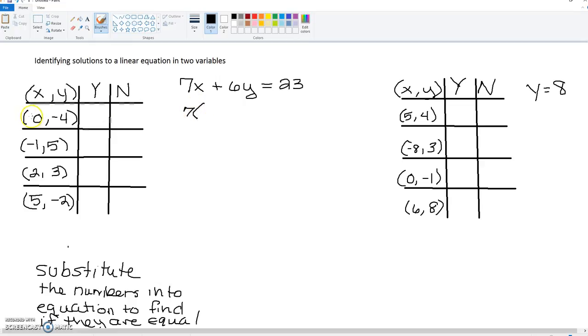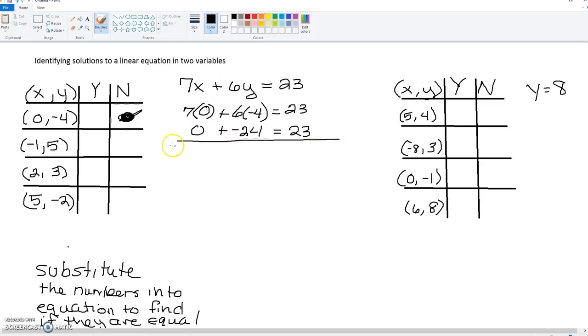Remembering that the first number is x, we're going to substitute that 0 in the place of x, plus 6 times negative 4. Remember, be careful with your negative signs as you're doing this. So 7 times 0, of course, is 0, plus 6 times negative 4 is negative 24. And we look, does negative 24 equal 23? Well, no, it doesn't. So, of course, you actually have to bubble it in, I think, in ALEKS.